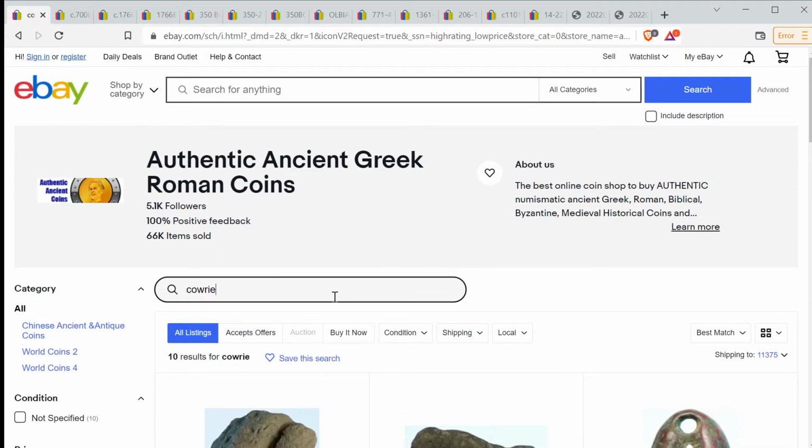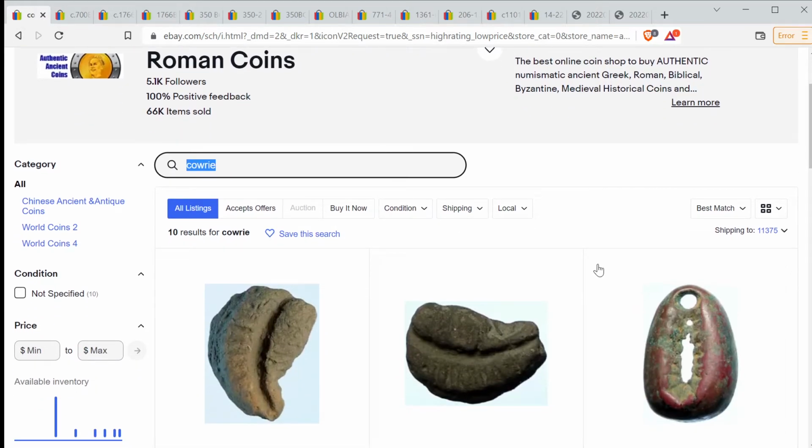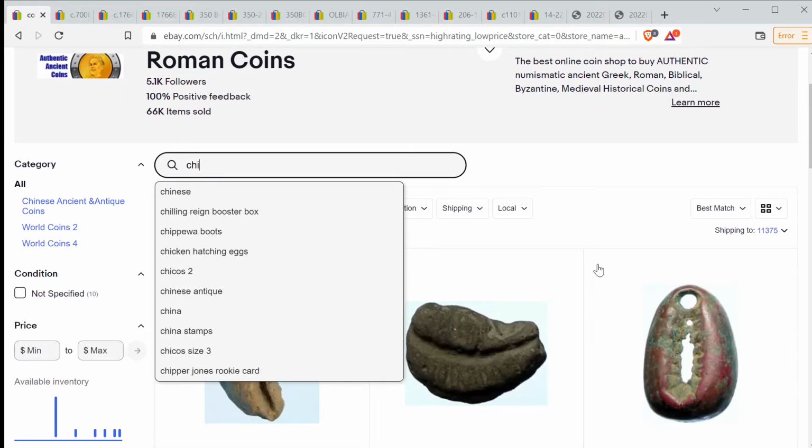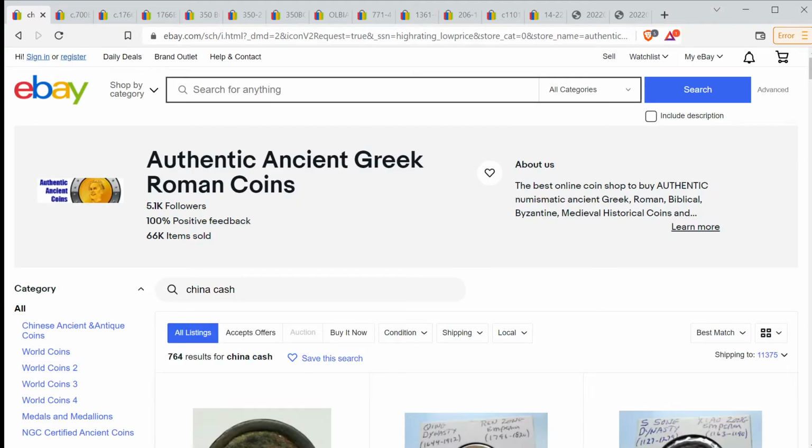So Chinese money goes from cowrie to that. There's spade money, and then there's also a couple of different other types of ancient Chinese monies that are also cool.